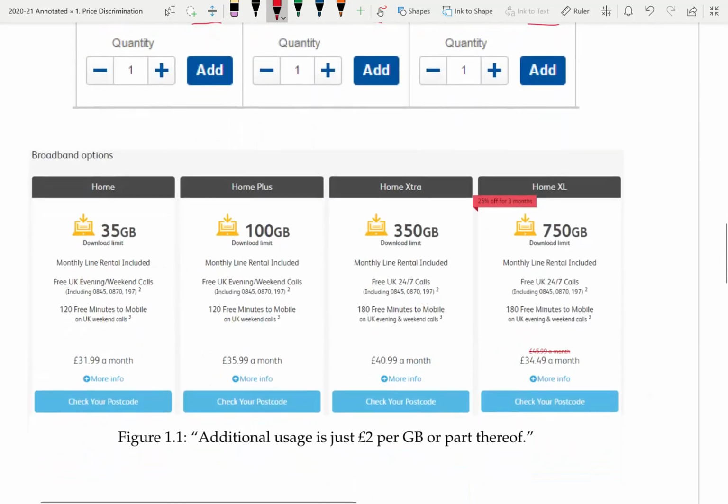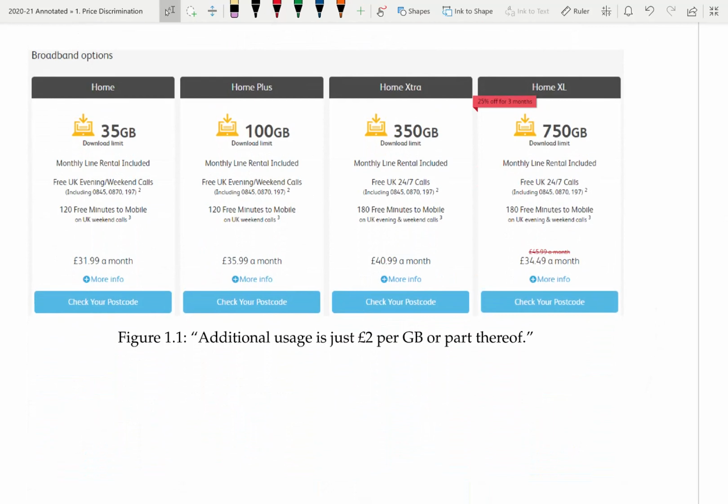Now, we have another example here. So this is KC Broadband. So these are prices from a few years ago. These are prices for different broadband packages with different download limits. So we're going to ignore all the stuff here about the phone calls and just focus on that first line there and look at the download limits. And we're also going to look at the prices. So you can see there that as the download limit goes up, well, the price goes up. Let's ignore this discount here.